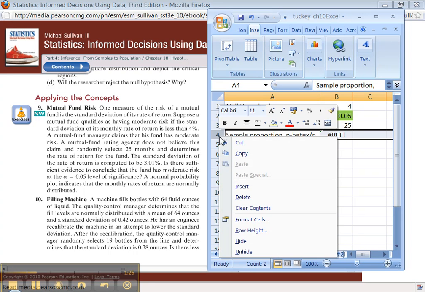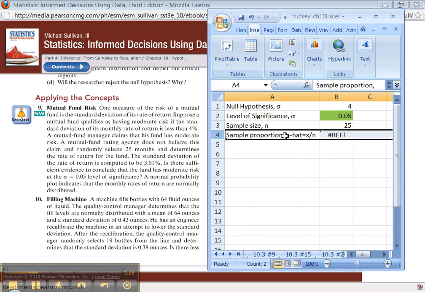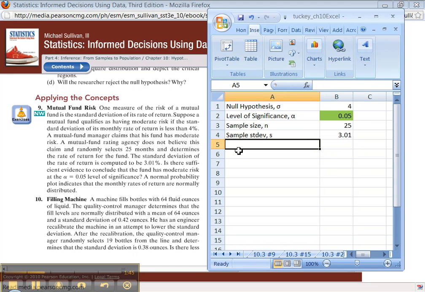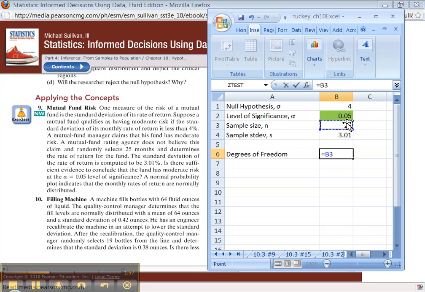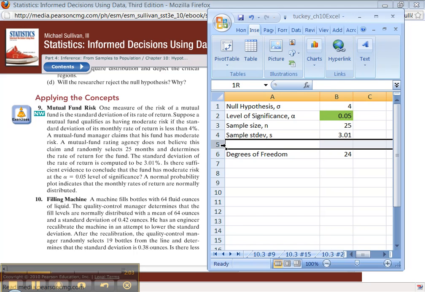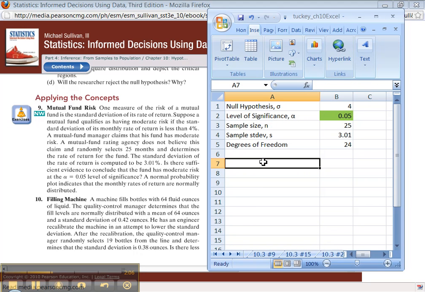Now what do we need? Now we need the standard deviation. Let me type this in here. STDV, which we all know is S, which is given to us in the problem. There it is. Standard deviation of the rate of return is computed to be 3.01. Great. Now another thing we're going to need is degrees of freedom. You don't have to find it separately if you don't want to, but in this case it might help because we have to do some funky things. So it's 24 in this case because it's sample size n minus 1. It doesn't really need to be separate.